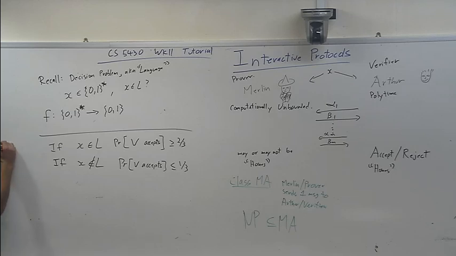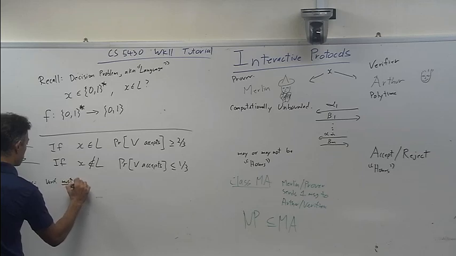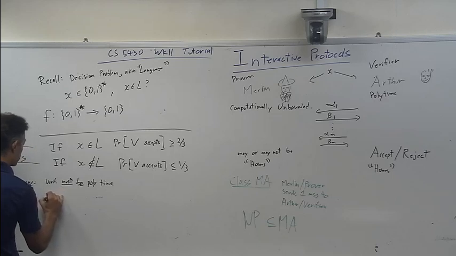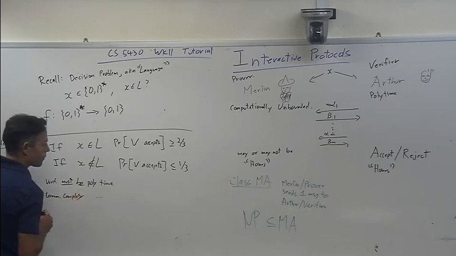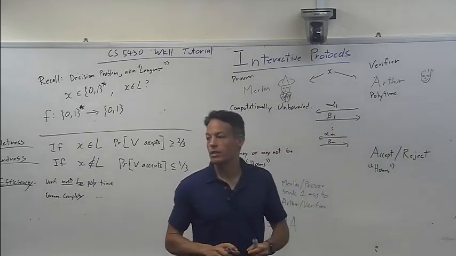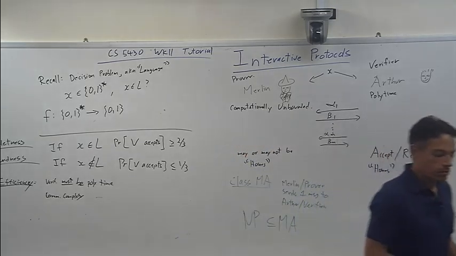So I forgot to put my labels here. This is completeness, and this is soundness. And what we also want is some efficiency. Obviously the verifier must run in polynomial time, and we also have communication complexity. So in the end, we want some bound on communication complexity. You can have different discussions of how much communication you have and so on, but that's what we mean by efficiency here.